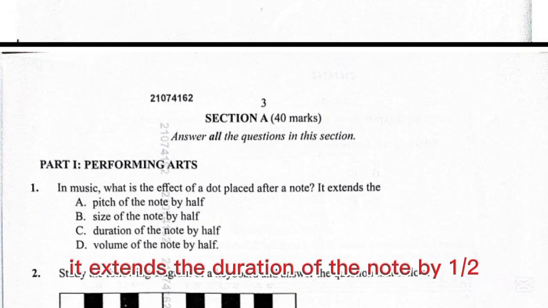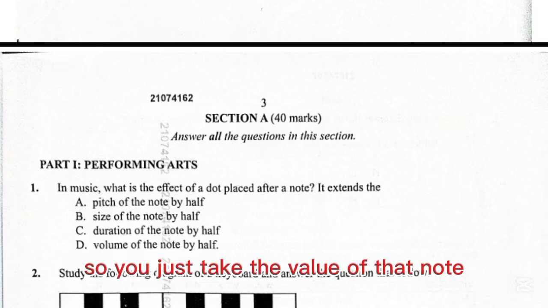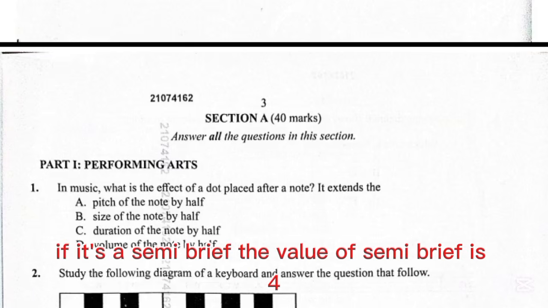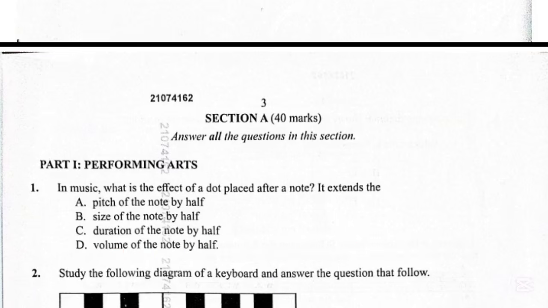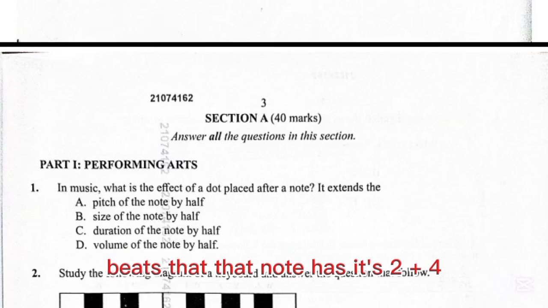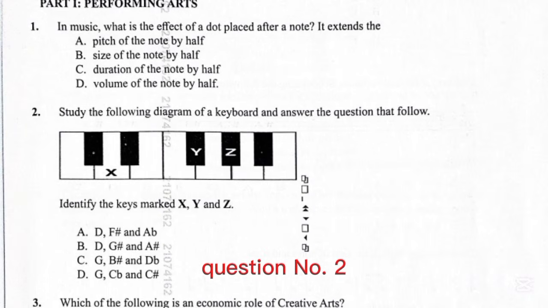It extends the duration of the note by a half. Regardless of any note, it's a half. So you just take the value of that note and make the dot a half of it. If it's a semibreve, the value of a semibreve is 4, so a half of 4 is 2. So for you to get the number of beats that that note has, it's 4 plus 2. You get 6.